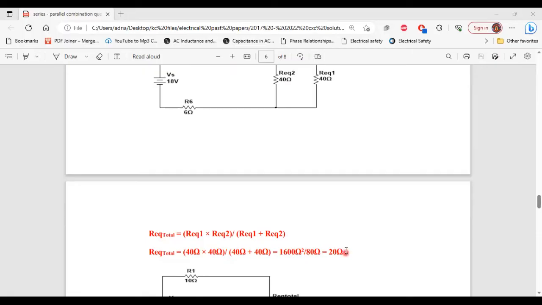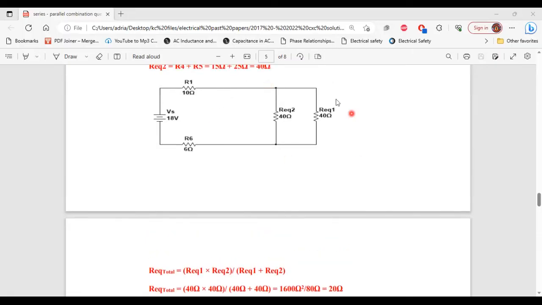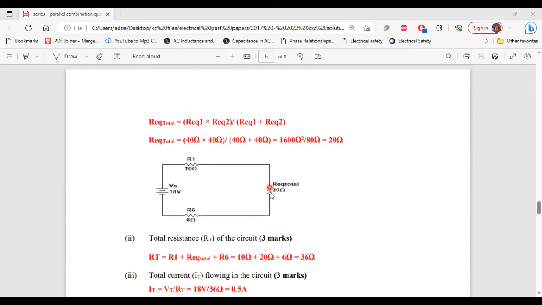All right. So the next thing that we're going to do is to redraw the circuit and replace these two resistors with their equivalent resistor value of 20 ohm. All right. So here we have the equivalent circuit where REQ1 and REQ2 have been replaced with their equivalent resistor value of 20 ohm. So that is REQ total right here.